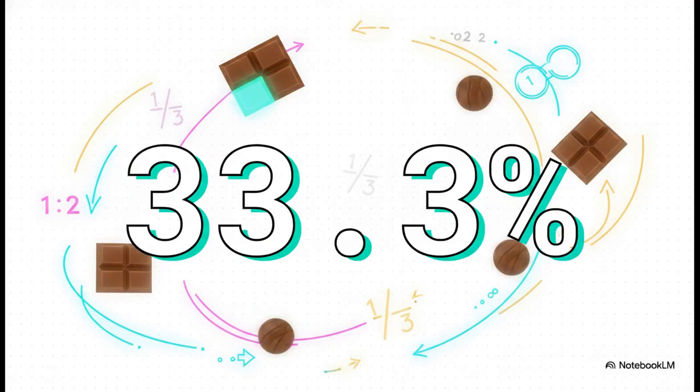But check this out. Did you know that saying you ate a ratio of 1 to 2 remaining, or saying you consumed 33.3% of the chocolates, is literally the exact same information? Yep, it's just spoken in a different mathematical language.